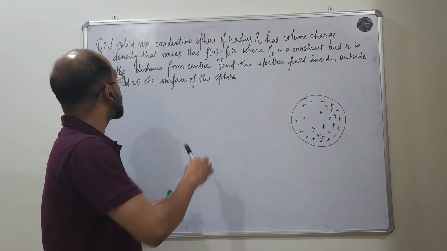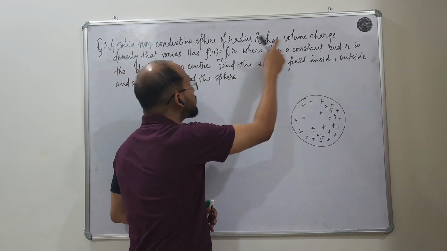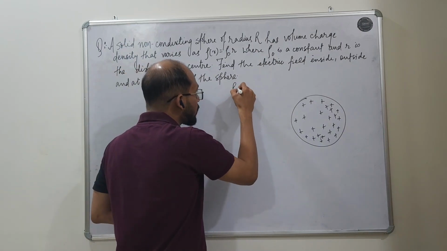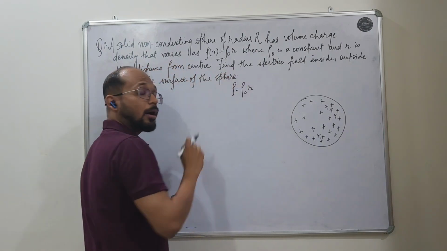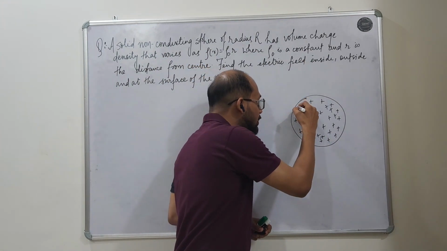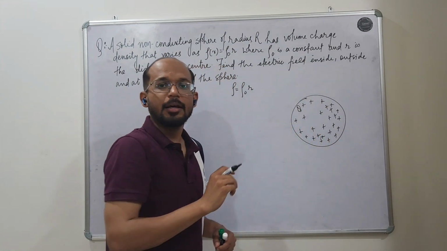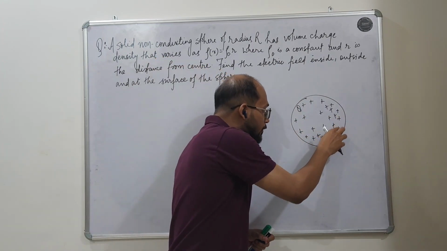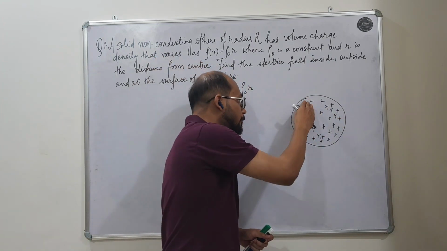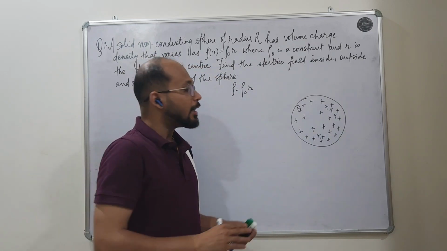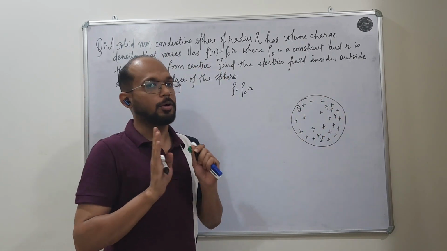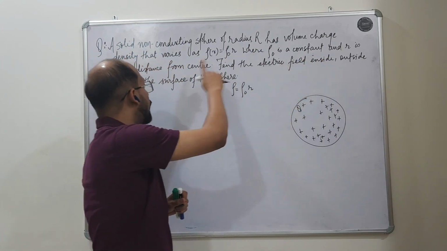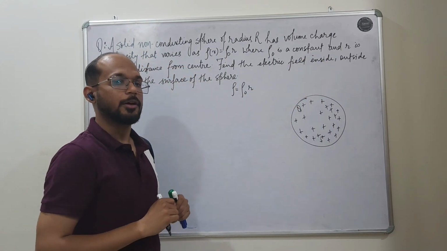But here the volume charge density is not constant. It is varying as rho is equal to rho naught into r. That means whatever charge we give to the sphere, it is not uniformly distributed throughout the volume. Somewhere the charge will be more, at some points the charge will be less. It is not uniformly distributed throughout the volume of the sphere. And we have to find the electric field inside, outside, and at the surface of the sphere.